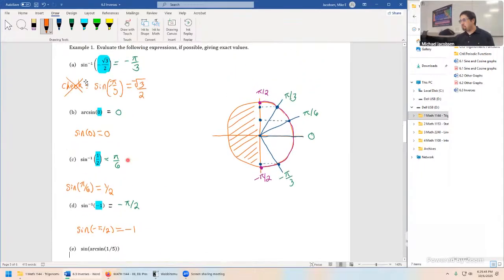Well, that's a couple nice evaluations. The cool thing about it is, again, this is literally section 5.2 in reverse. Aside from the fact we're being extremely picky with our domain and range, because sine inverse itself can't give us certain values.